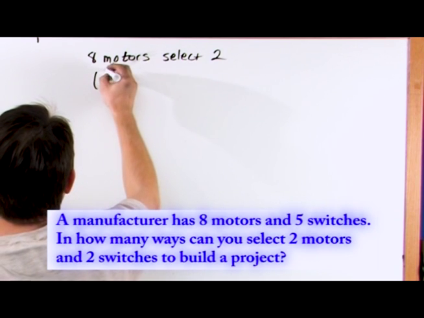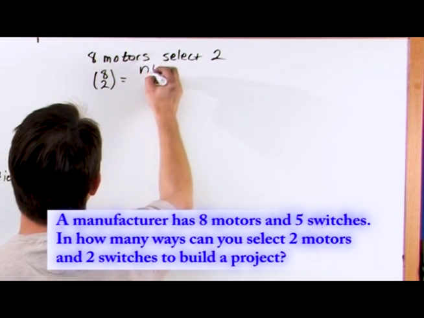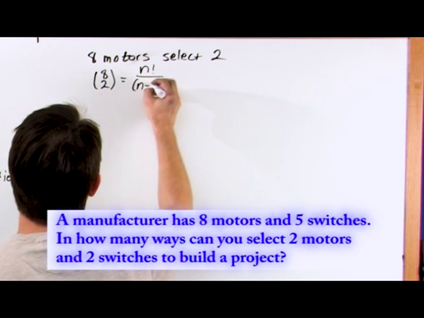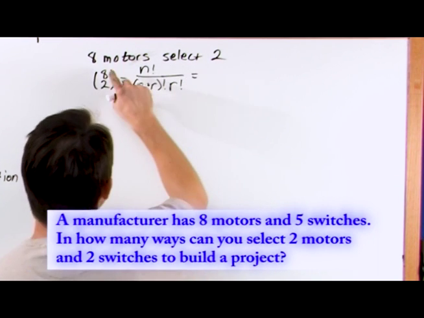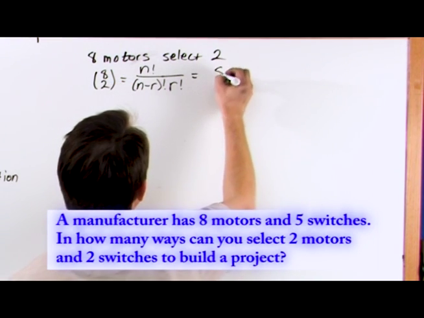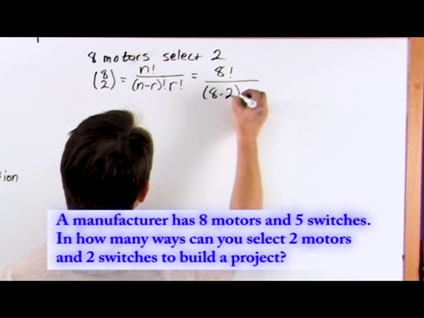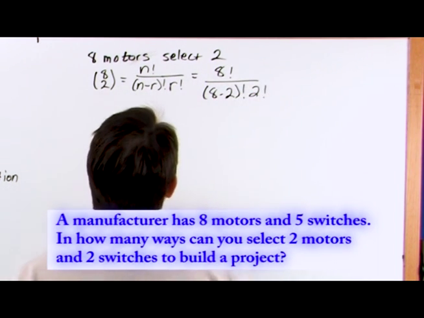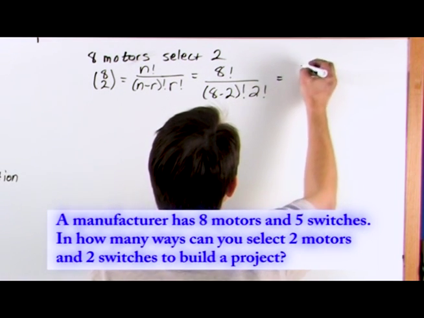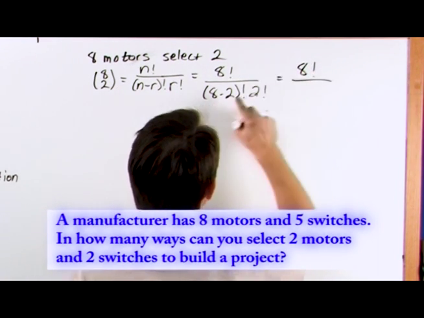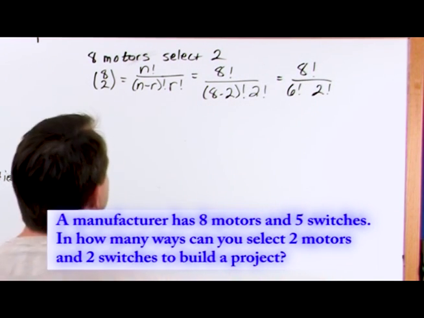Because we know it's a problem in combinations, what I'm going to have is 8 choose 2. It's n factorial over n minus r factorial times r factorial. That's what it is. N is 8, r is 2. So it's 8 factorial over 8 minus 2 factorial times 2 factorial. On the top, 8 factorial over 8 minus 2 is 6, 6 factorial times 2 factorial, okay?